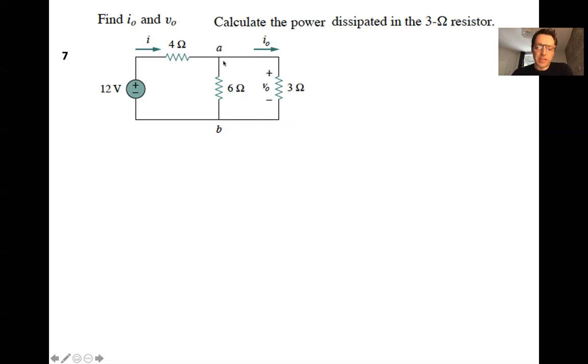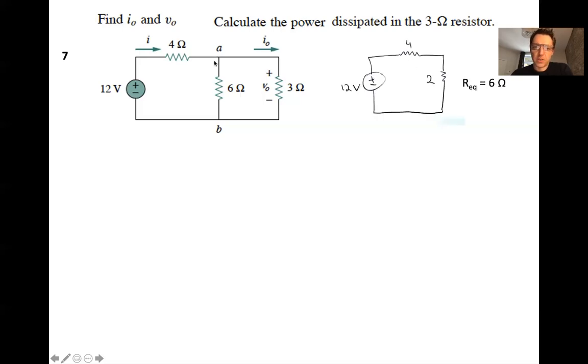So you have to think about what can you do to make your life easier. So how can you figure out the I naught here? Well, you know that this current I is going to split into 2 parts. The part that flows across the 6 and the part that flows across the 3. And so what you're going to want to do is figure out what that I is, first of all. So notice that the 6 ohm resistor and the 3 ohm resistor are in parallel. And so they can be reduced to a single resistor whose value is 2 ohms.